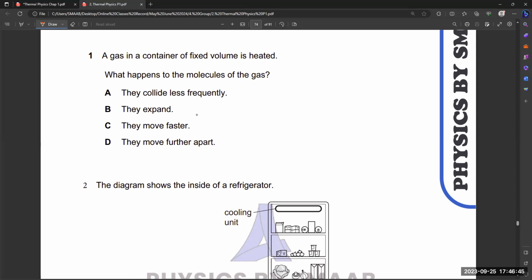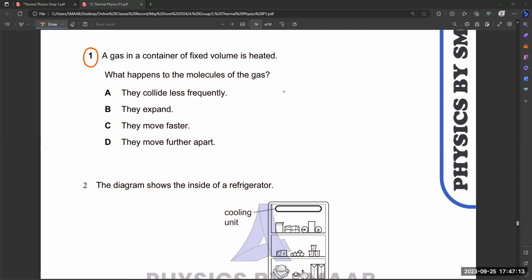So in the first question, a gas in a container of fixed volume is heated. What happens to the molecules of the gas? So there is a fixed volume and the gas is actually heated. So what happens to the molecules of the gas? They move faster. C says they move faster because they collide less frequently.